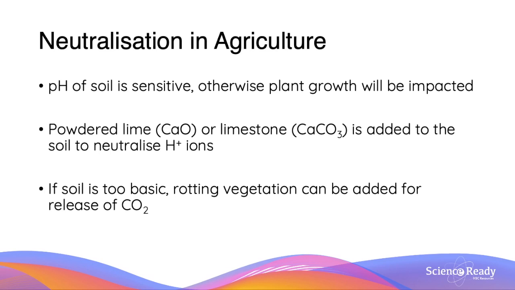Now, if the soil is too basic, what we can do is add rotting vegetables or leaves, and this is going to compost and decompose to release carbon dioxide gas, and then that is going to be acidic in nature.